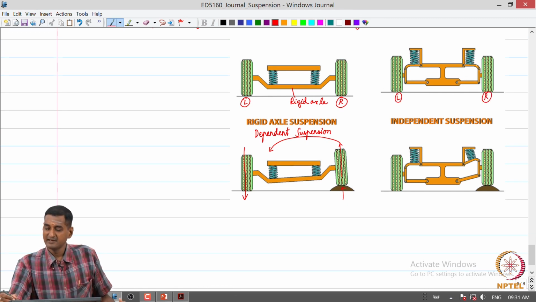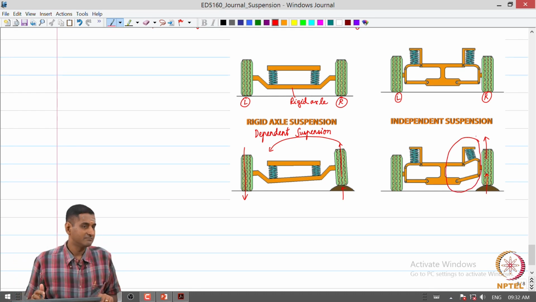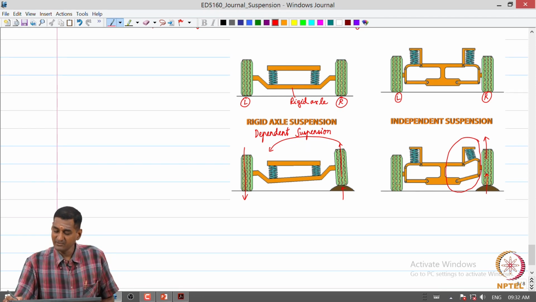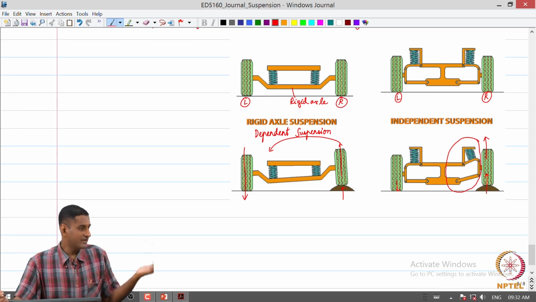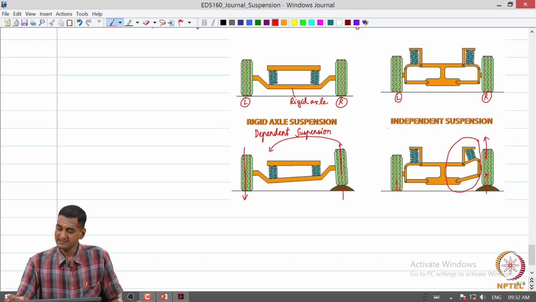On the other hand, in an independent suspension, let us say we have the left and the right wheels. When once again the right wheel hits a perturbation, the right wheel may be displaced, but the displacement is absorbed by the suspension linkages, and consequently the disturbance which is transmitted to the other side is fairly low. That is an important feature of an independent suspension.